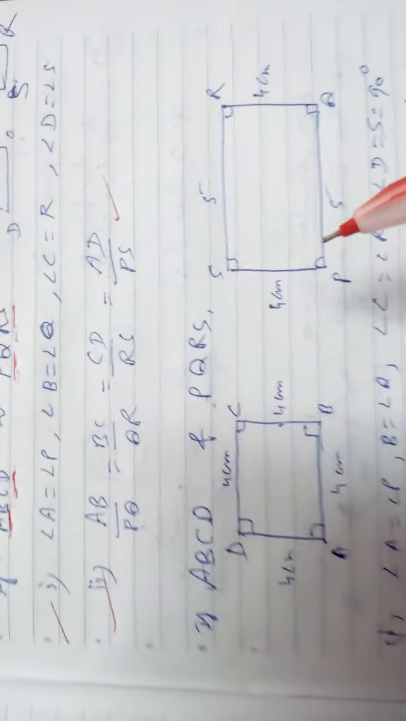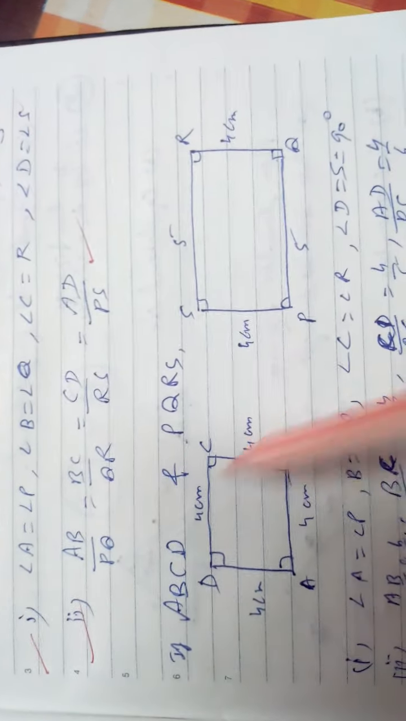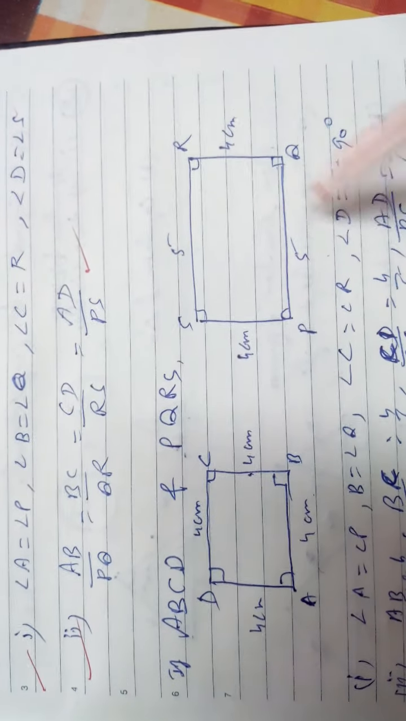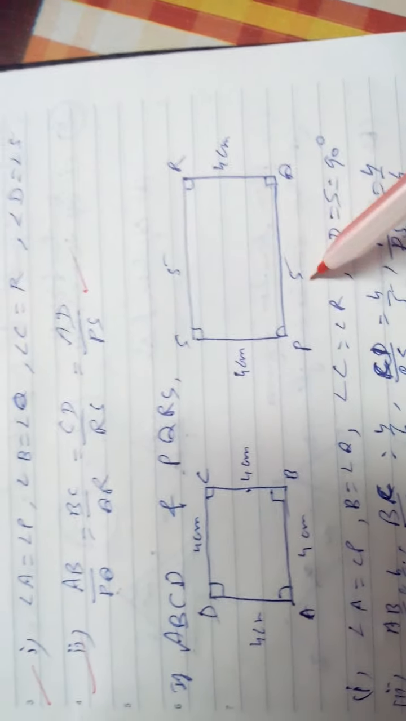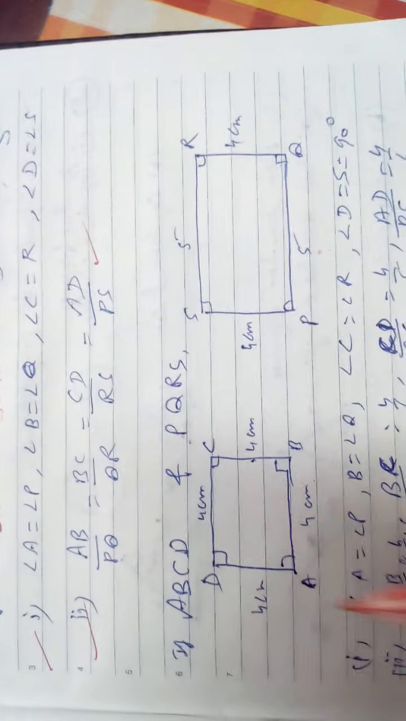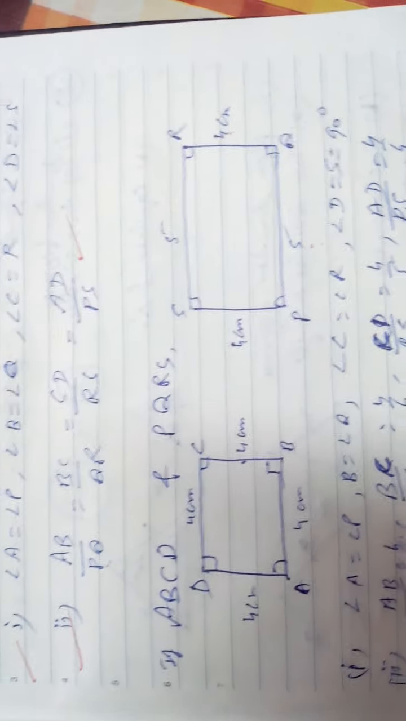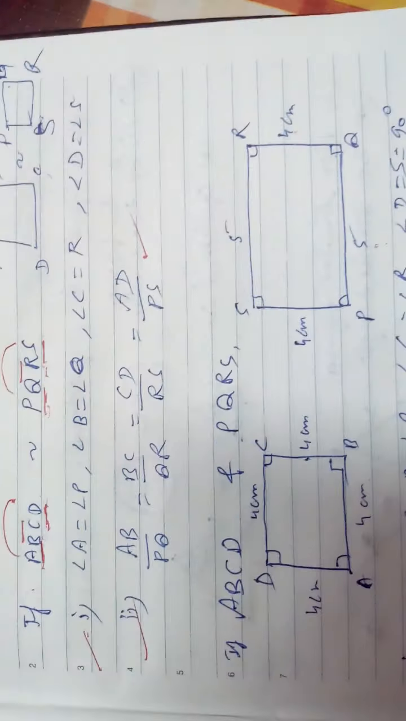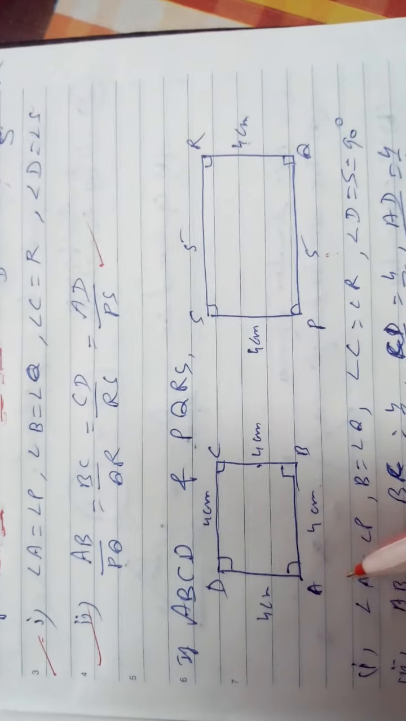In this figure I have given one example. ABCD and PQRS are two figures given here. ABCD is a square with sides 4, 4, 4, 4, and PQRS is a rectangle with sides 5, 4, 5, 4. Angles of both are 90 degrees. So the first condition is satisfied, these angles are equal. But what about the second?